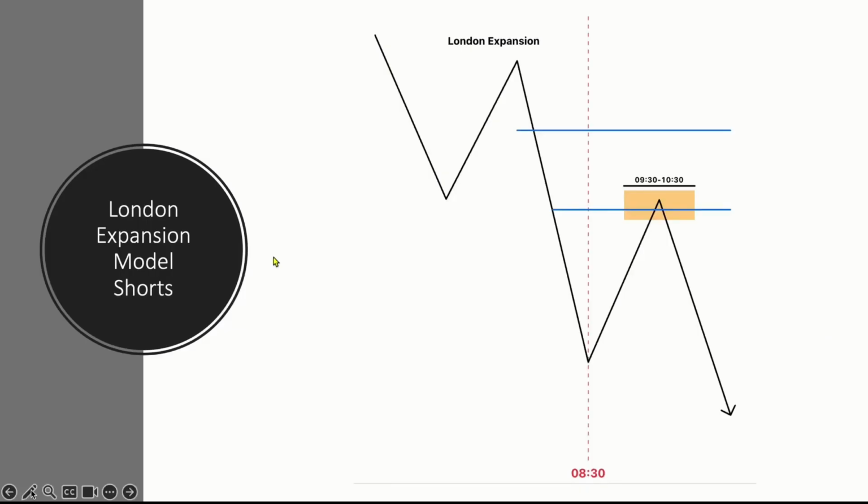We're now going to take a look at the London expansion model for shorts. This model occurs when we are in a very bearish market and the market is drawn to a key sell side objective.